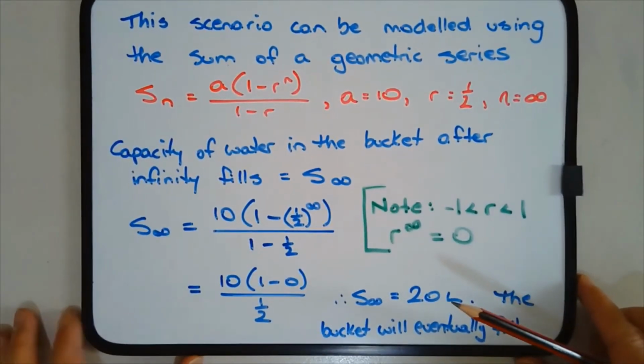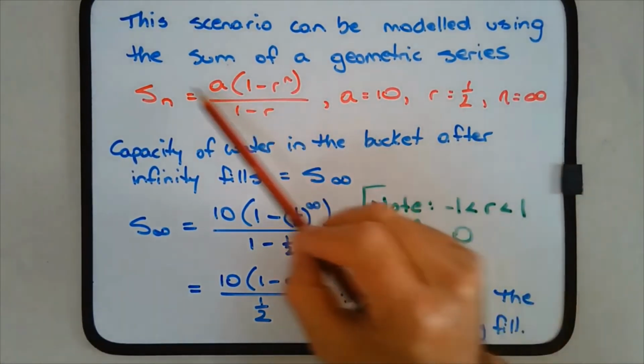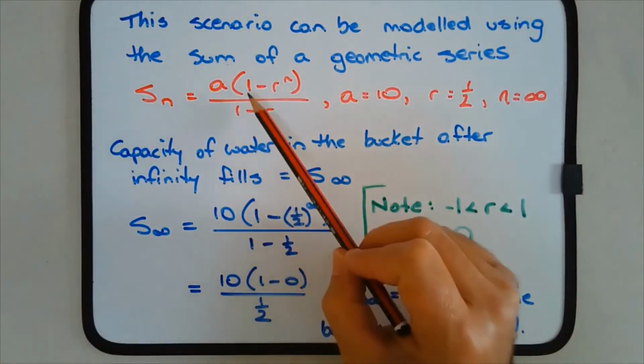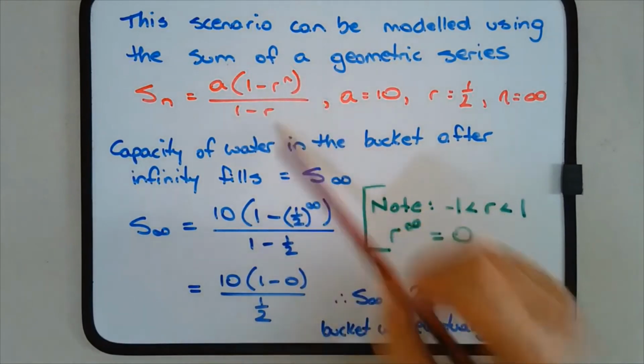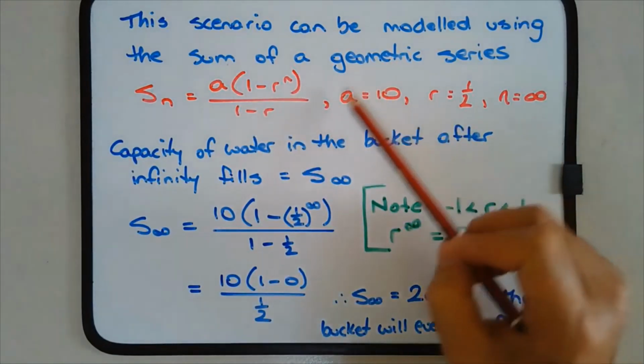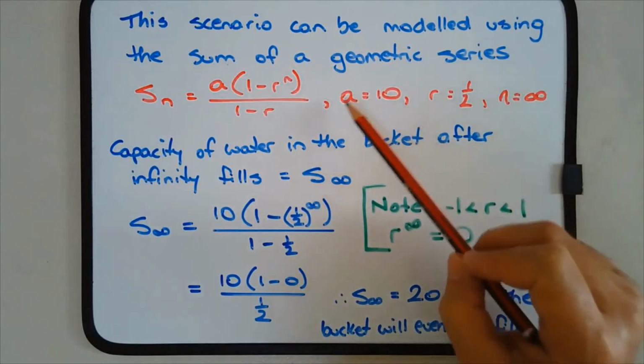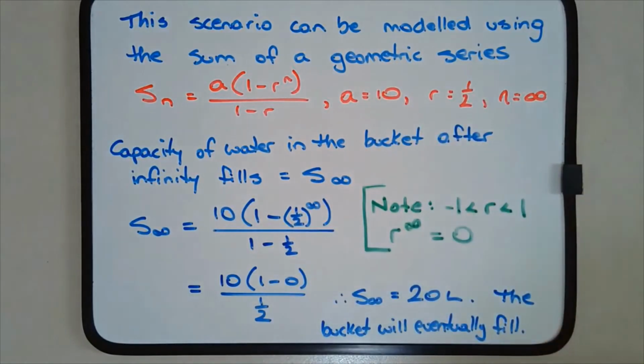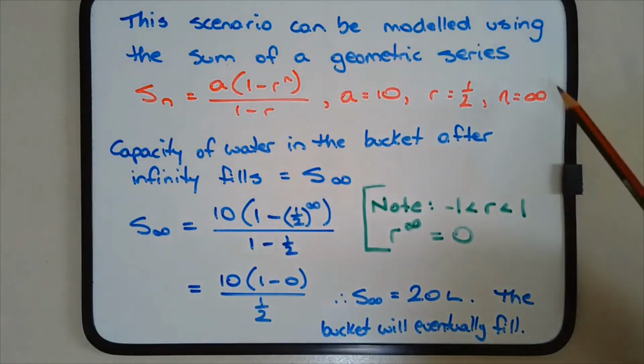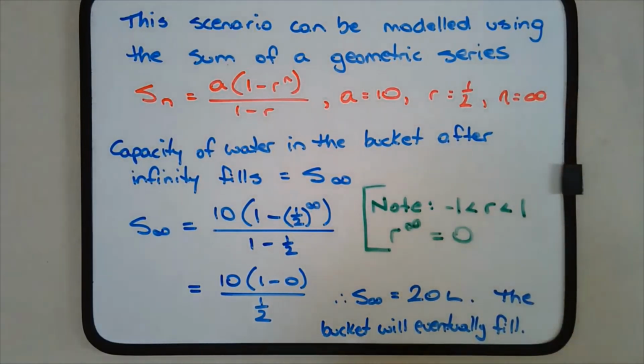So this scenario can be modelled using the sum of a geometric series using the formula Sn equals a outside of 1 minus r to the power of n over 1 minus r. Now the first term is 10, so that represents the first fill, T1, so a equals 10, and the common ratio is half, since the next fill is half of the fill before it. And n is equal to infinity. We're going to keep on going, keep on filling this bucket half of the previous amount each time, forever and ever. Now let's see what happens.